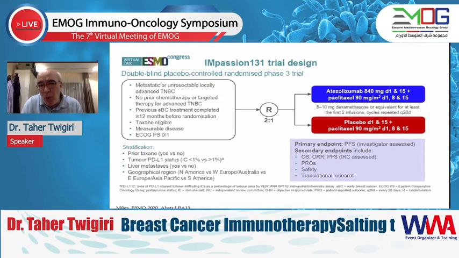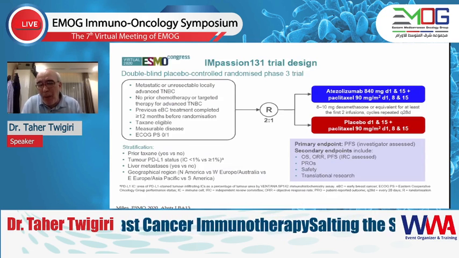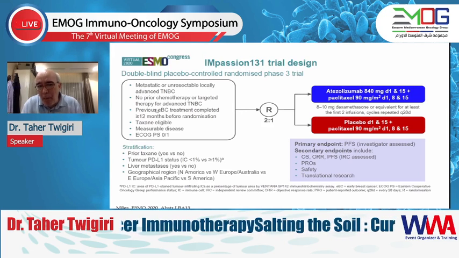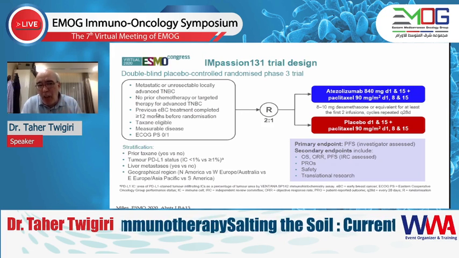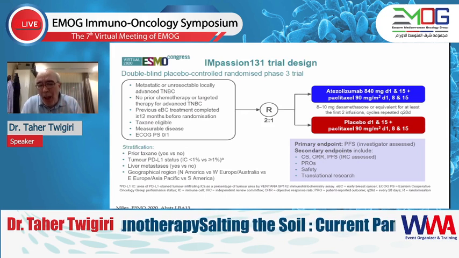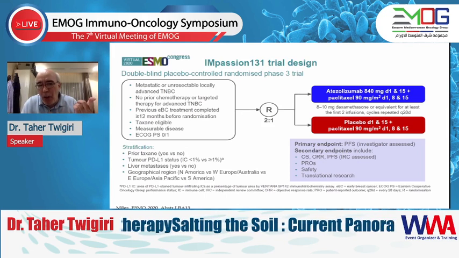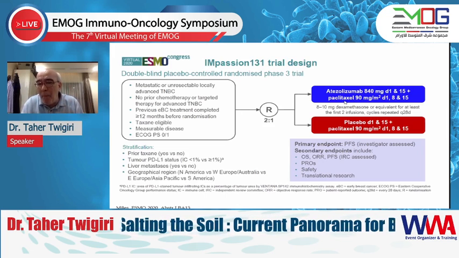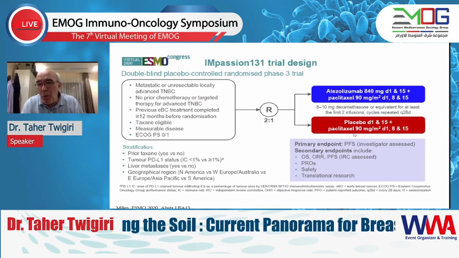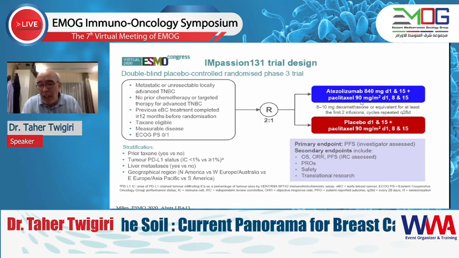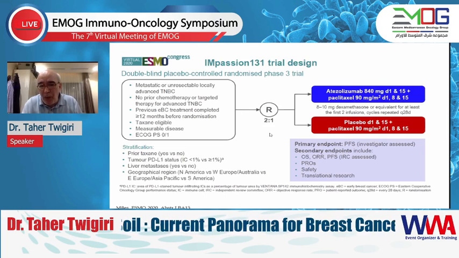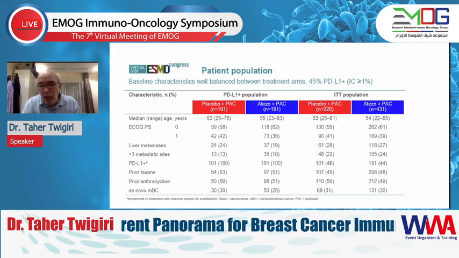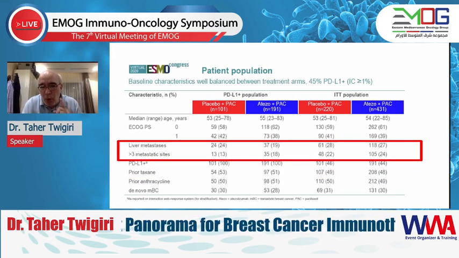Now, the IMpassion131, I am not going to spend a lot of time, and again, we need to think about it. It is the same application, triple negative, first line, no prior chemotherapy. You have somebody given adjuvant or neoadjuvant more than 12 months before, and then atezo, but this is paclitaxel versus placebo paclitaxel. The dose of paclitaxel is right, with day 1, 8, and 15. And then this is the PD-L1 positive patient, intention to treat. I want to look at this.